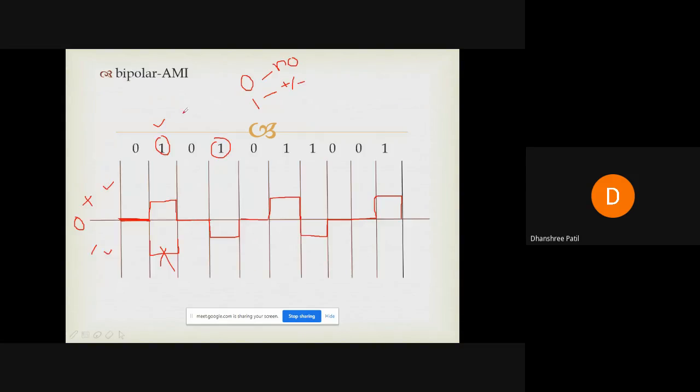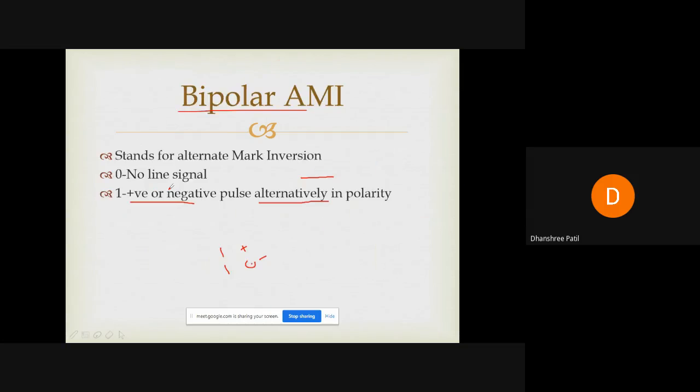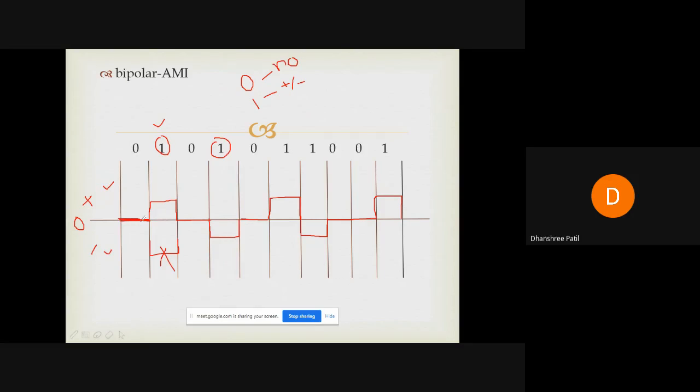Let's see how. First is 0. Now, NRZ is not there, meaning not return to zero is not there, so the signal can return to the zeroth line. So we have to start the signal from this zeroth line. The first bit is 0, so 0 represents no signal. Now 1 is either positive or negative. I will take negative, it can be anything, so negative.